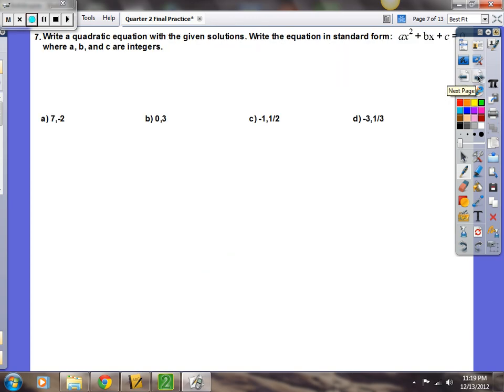Okay, what if we go backwards? What if we give you the solutions? Can you write an equation in standard form, ax squared plus bx plus c, but a, b, and c have to be integers, so no fractions. Okay, if your answer is 7, or if your answer is negative 2, here's what it's going to look like.